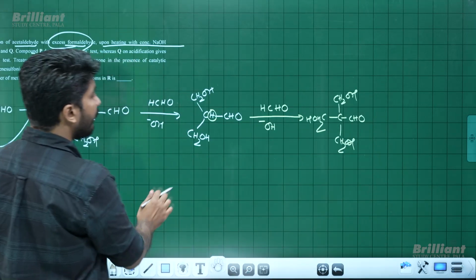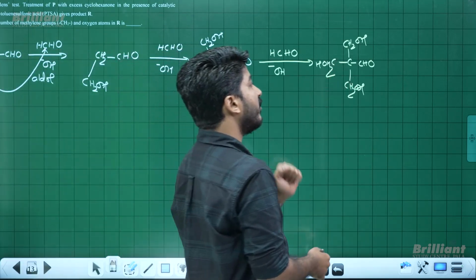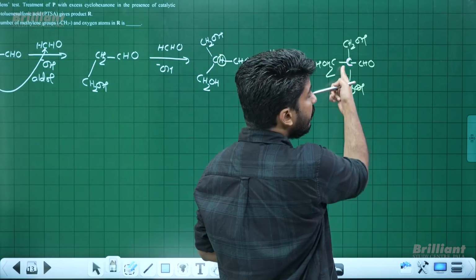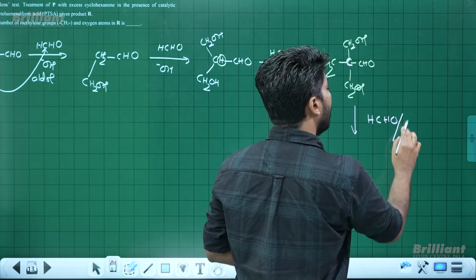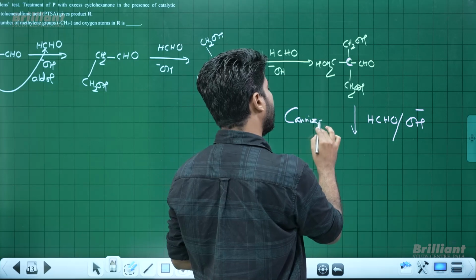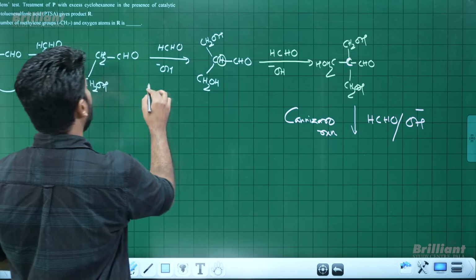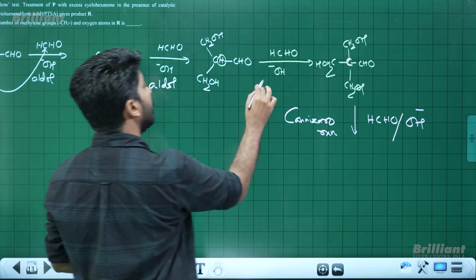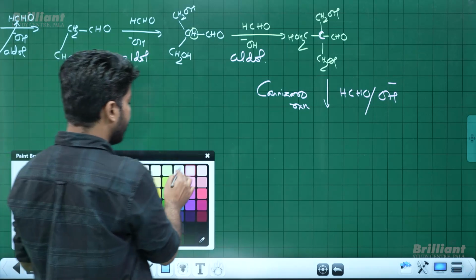Now again we are heating with constant NaOH. No more alpha hydrogens are remaining on this carbon. So on heating with HCHO in the presence of OH minus, the Cannizzaro reaction can work. So it was 3 aldols and one more Cannizzaro reaction.